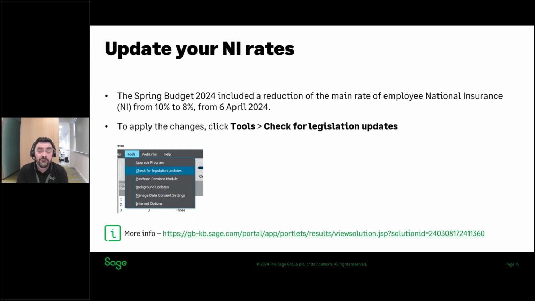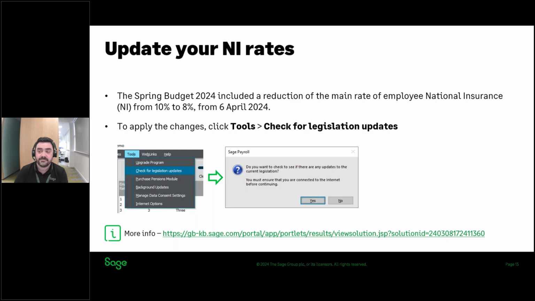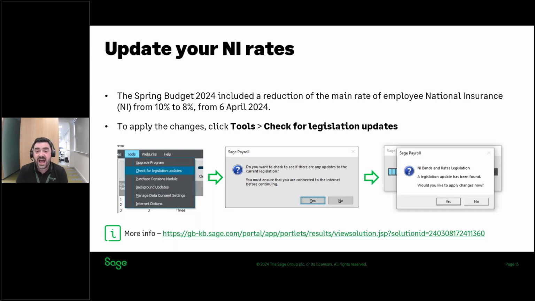And then once you're on version 30, you would log into any of your payrolls with a username that has access to all employees. You would go to the Tools menu and you would click Check for Legislation Updates. You'll then confirm that you want to see if there are any updates available for current legislation. You click Yes to that message, and then it will retrieve the NI bands and rates legislation, and that will then be applied to the current payroll you logged into, and also to any other payrolls that use the same username and password that you're logged in as.